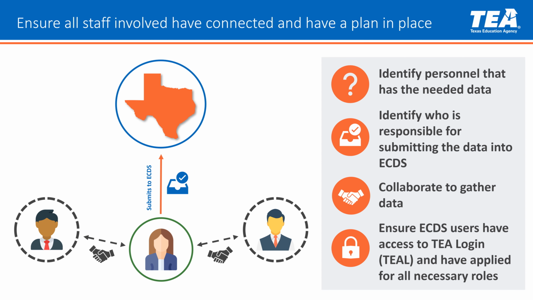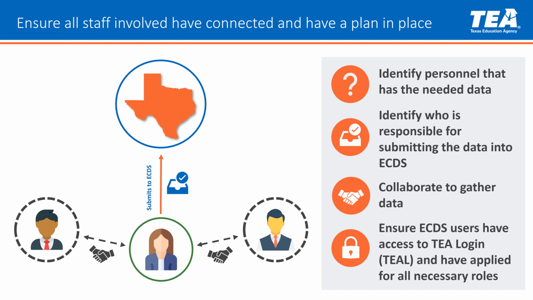As you prepare for submission, it is important to ensure that all staff involved in collecting data and submitting the data have connected and have a plan in place. For example, if you are the program person who has access to the data, but not the person responsible for submitting the data, you will want to be sure to connect with this person in your agency who submits the data. Step 1 of the process is to ensure that the person submitting the data into the ECDS has access to the TEA login, also known as TEAL, and has applied for all necessary roles.